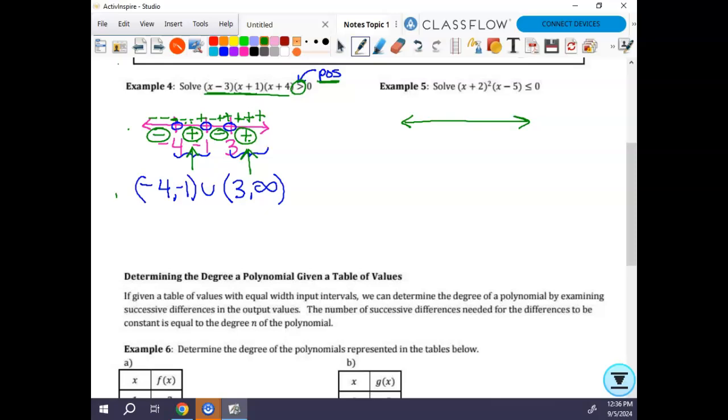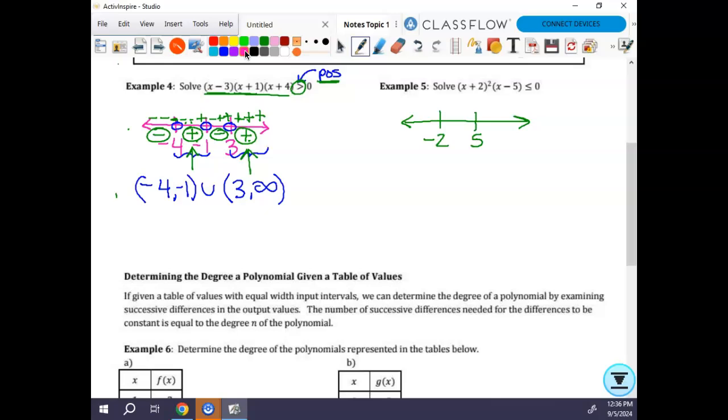We good? All right, so let's try this one. So I have 2 zeros, so I only need 2 hash marks here. And then I've got to make sure I put them in order. So this would be -2, and this would be 5. Okay? So even though I had 2 zeros, I have 3 intervals, right? Because I've got to do from -infinity to -2, from -2 to 5, and from 5 to infinity.